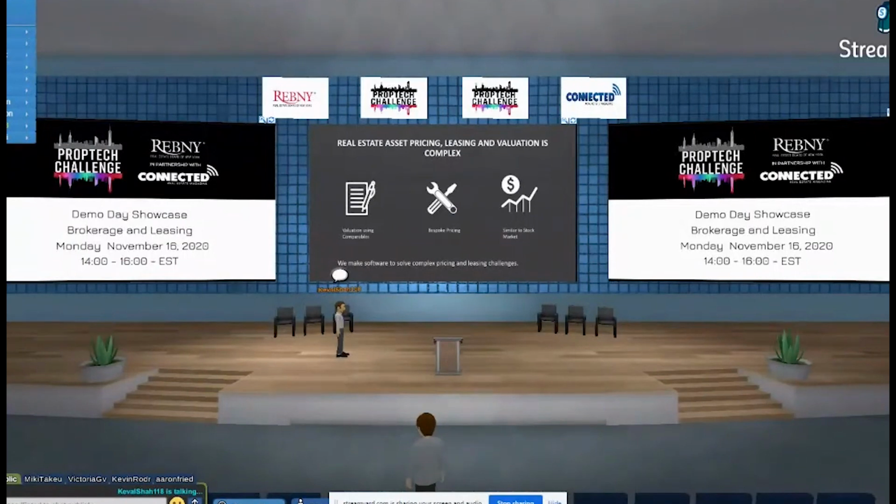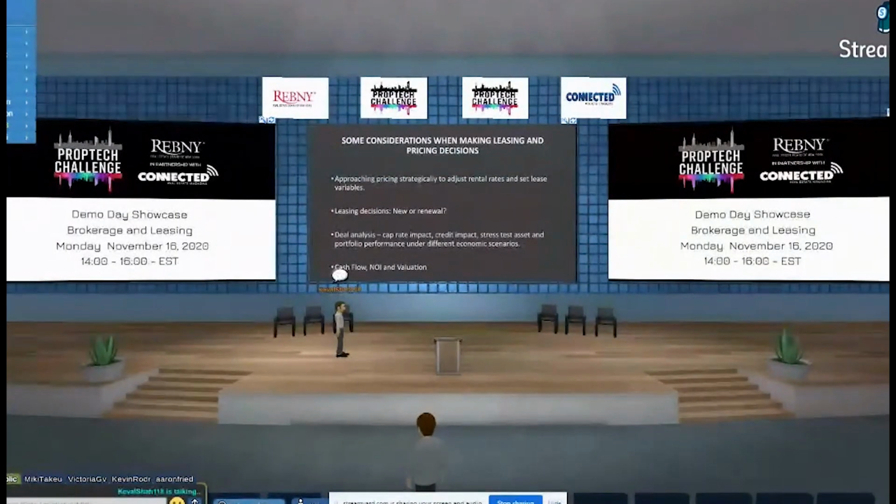We take a different view. We think the commercial real estate market is similar to a stock market. You're constantly seeing fluctuations in supply and demand, and it's a dynamic market. Therefore, we set out to make software to solve some of these complex pricing and leasing challenges for asset managers.